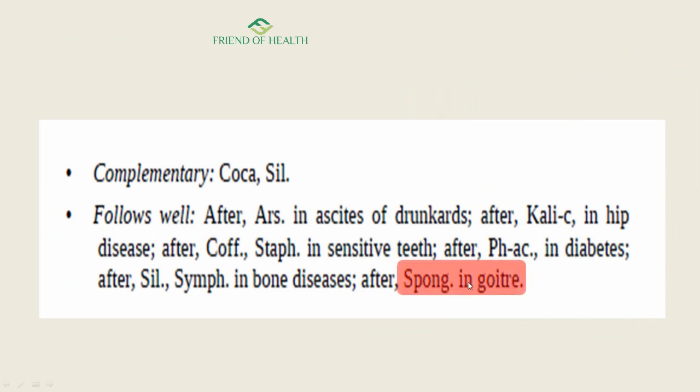So here you can see fluoric acid follows well after spongia in goitre. These kinds of very small lines can be framed as questions. So again, fluoric acid, tabacum, all these relationships are very, very important. Many times questions have repeatedly appeared, so you need to be very careful while studying these, and you have to do a lot of revision. You have to make your own notes, frame your own questions, and study. Sometimes it can come in match the following, etc. So you have to revise these areas.